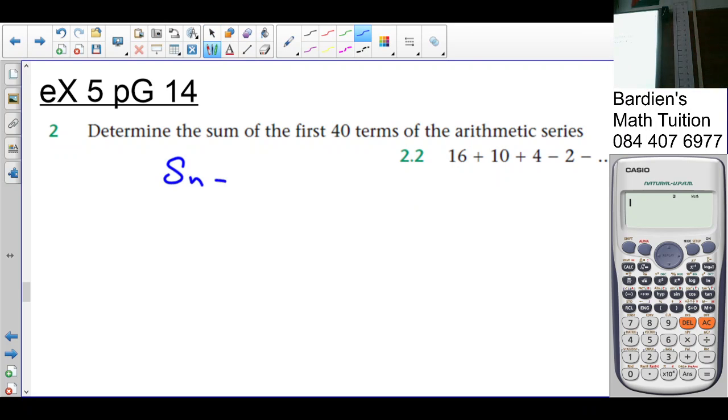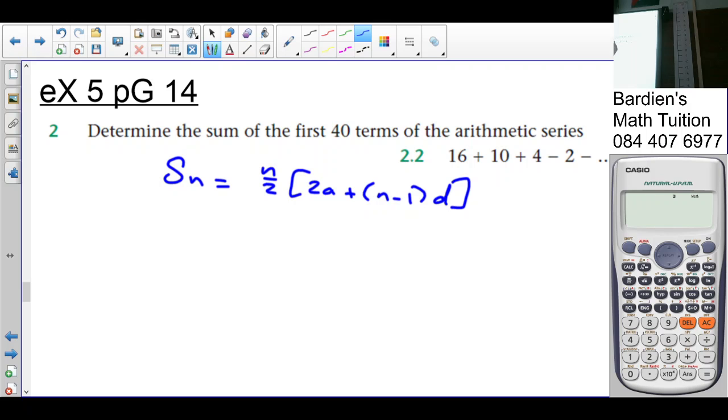Sn is equal to n over 2 into 2a plus n minus 1 d. If you really wanted to use the other formula, you could have worked out the general term, then you work out the value of term 40. Then you can use that other formula. So then you must have the last term, the 40th term. Does that make sense? But yeah, we don't need the formula.